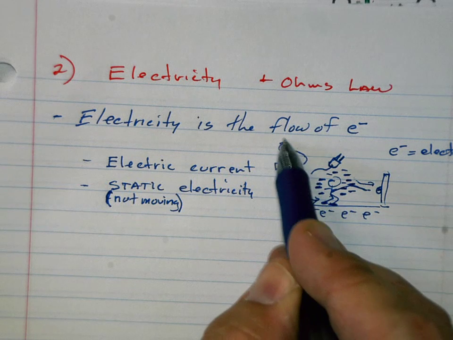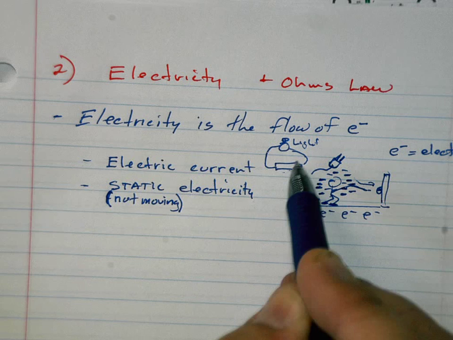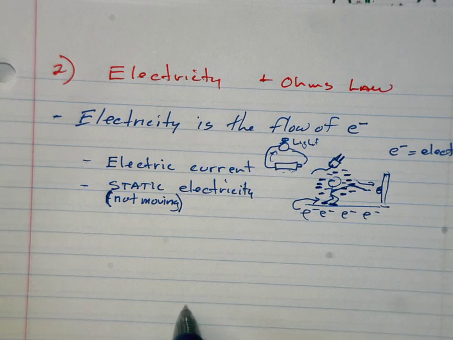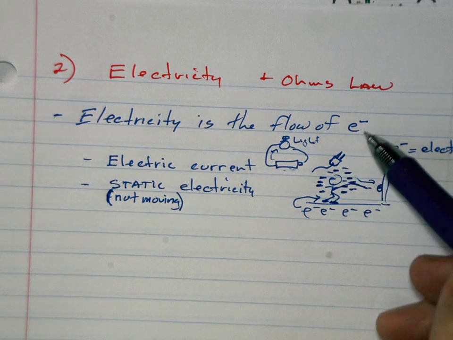Here's a little light bulb. That's a light. You've got a flow of electrons going this way. You plug in to your appliance and you get electrons coming in.